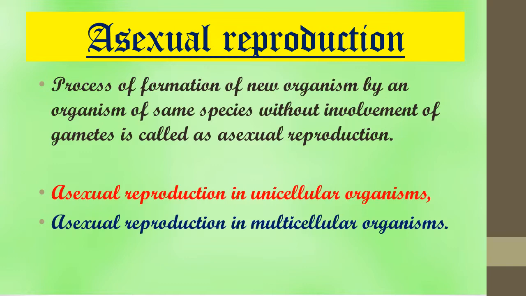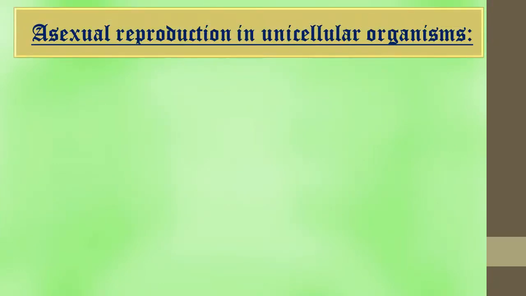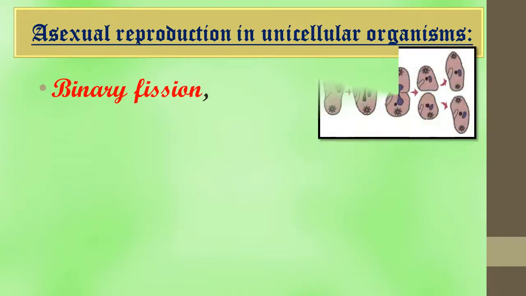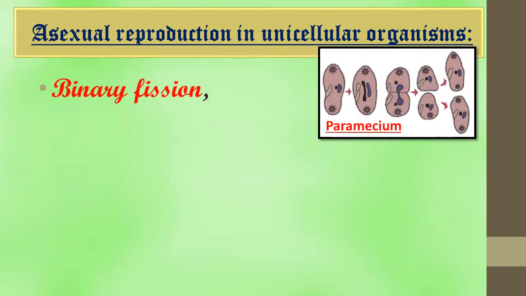Okay, so let's study. Asexual reproduction in unicellular organisms, we have seen three types. First is binary fission, in which we have seen different examples of protists like amoeba and paramecium. So this is a paramecium in which a cell divides into two daughter cells, and the two daughter cells which are formed are identical to the parent one. So this is binary fission in which one parent cell divides into two daughter cells.